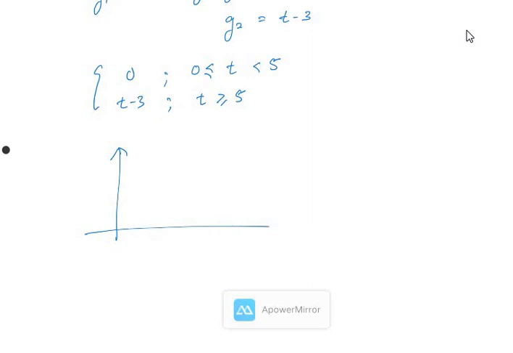So we have value 0 from 0 to 5. And then for t more than 5, we have the value of t minus 3. Something like this. This is starting from 2. Okay, so that's all for this second shift theorem.